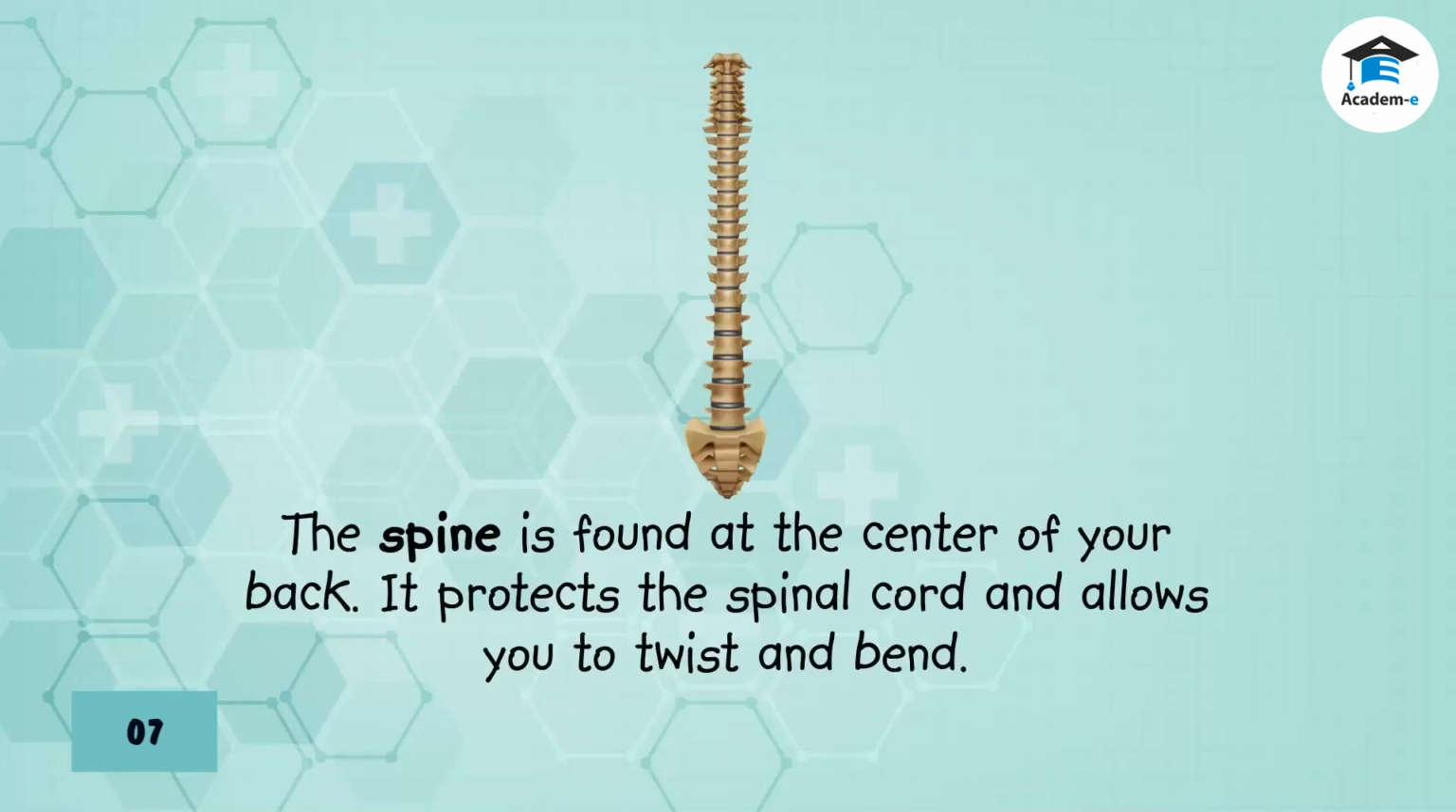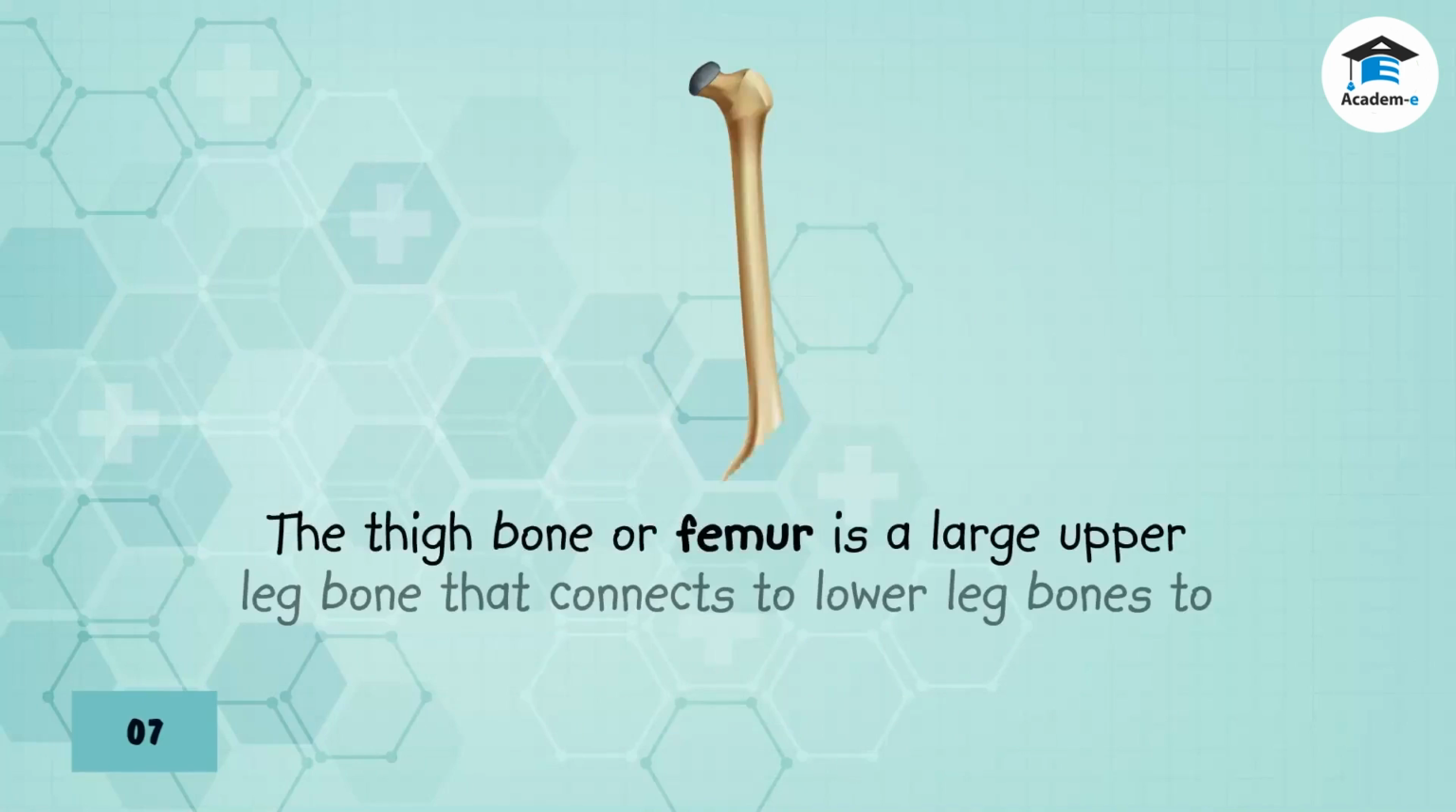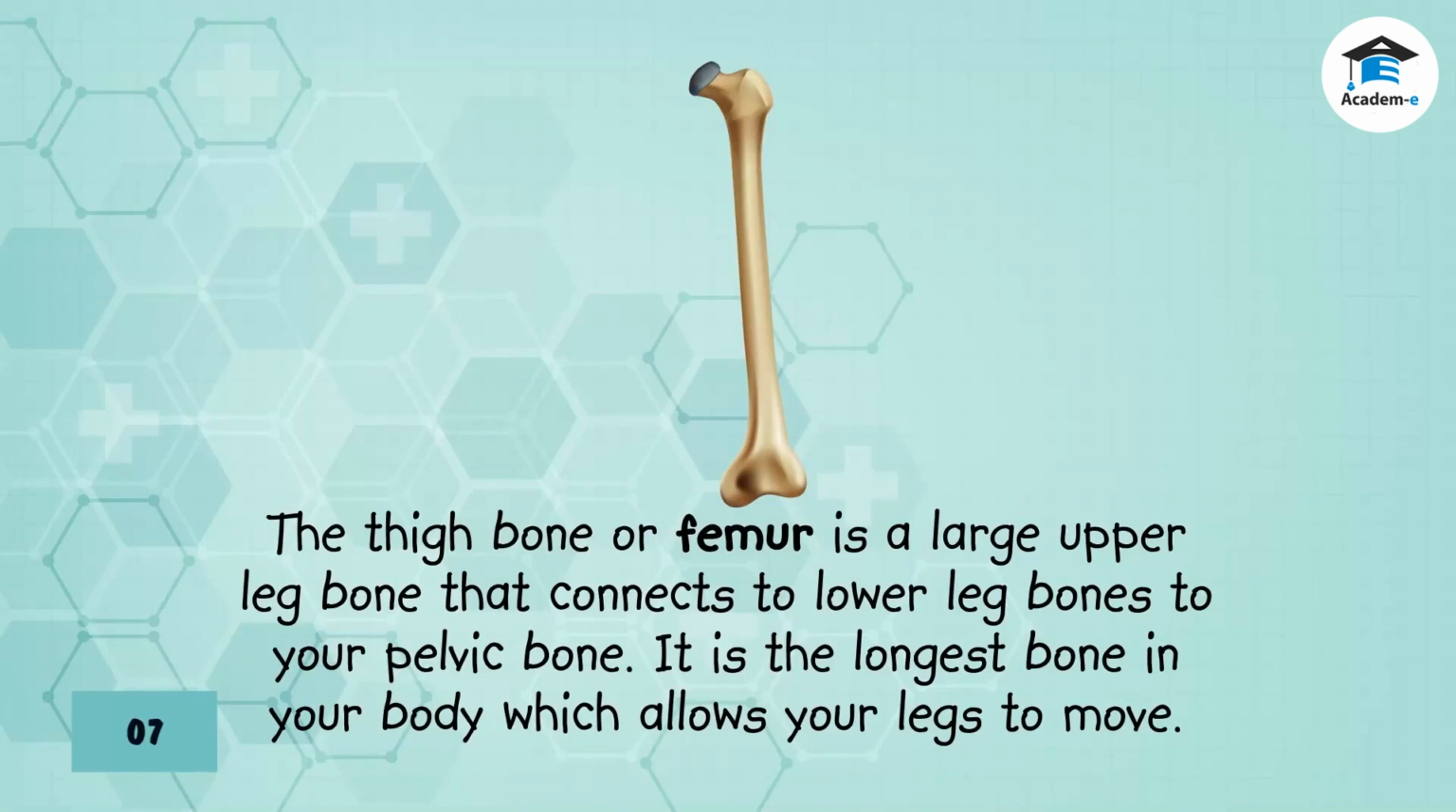The spine is found at the center of your back. It protects the spinal cord and allows you to twist and bend. The pelvis is a group of bones that supports your spine. The thigh bone or femur is a large upper leg bone that connects to lower leg bones to your pelvic bone. It is the longest bone in your body, which allows your legs to move.